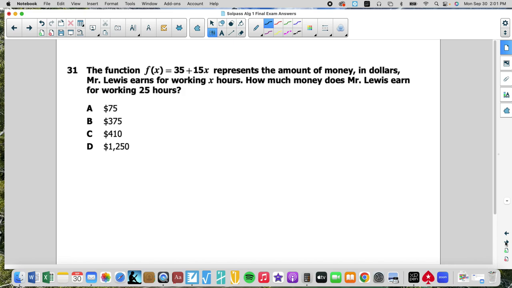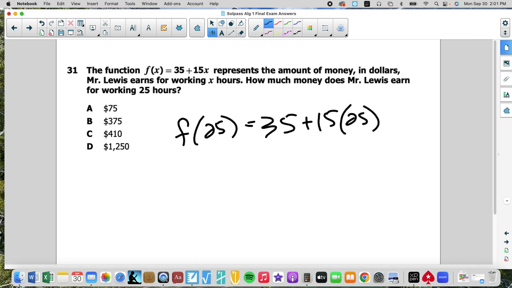The function f of x equals 35 plus 15x represents the amount of money in dollars Mr. Lewis earned for working x hours. How much money does Mr. Lewis earn for working 25 hours? So you're finding f of 25 hours, 35 plus $15 per hour, and he works for 25 hours.